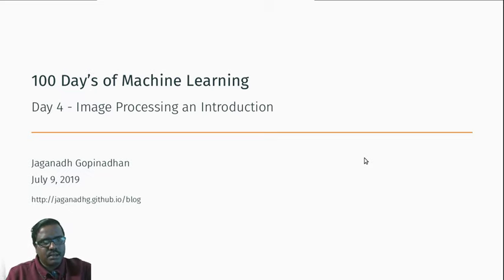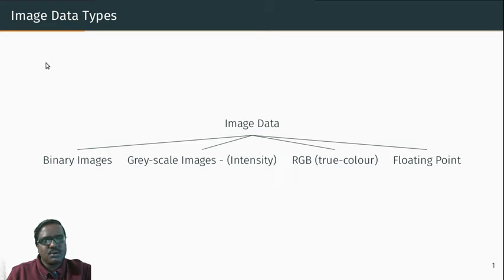Today we'll be discussing, again, a very fundamental principle in image processing. So I'm not jump-starting into any kind of algorithm in image processing. Rather, we're just trying to see what the different types of image data are that we typically deal with in image processing use cases. Fundamentally, we can say that there are four types of image data we typically deal with.